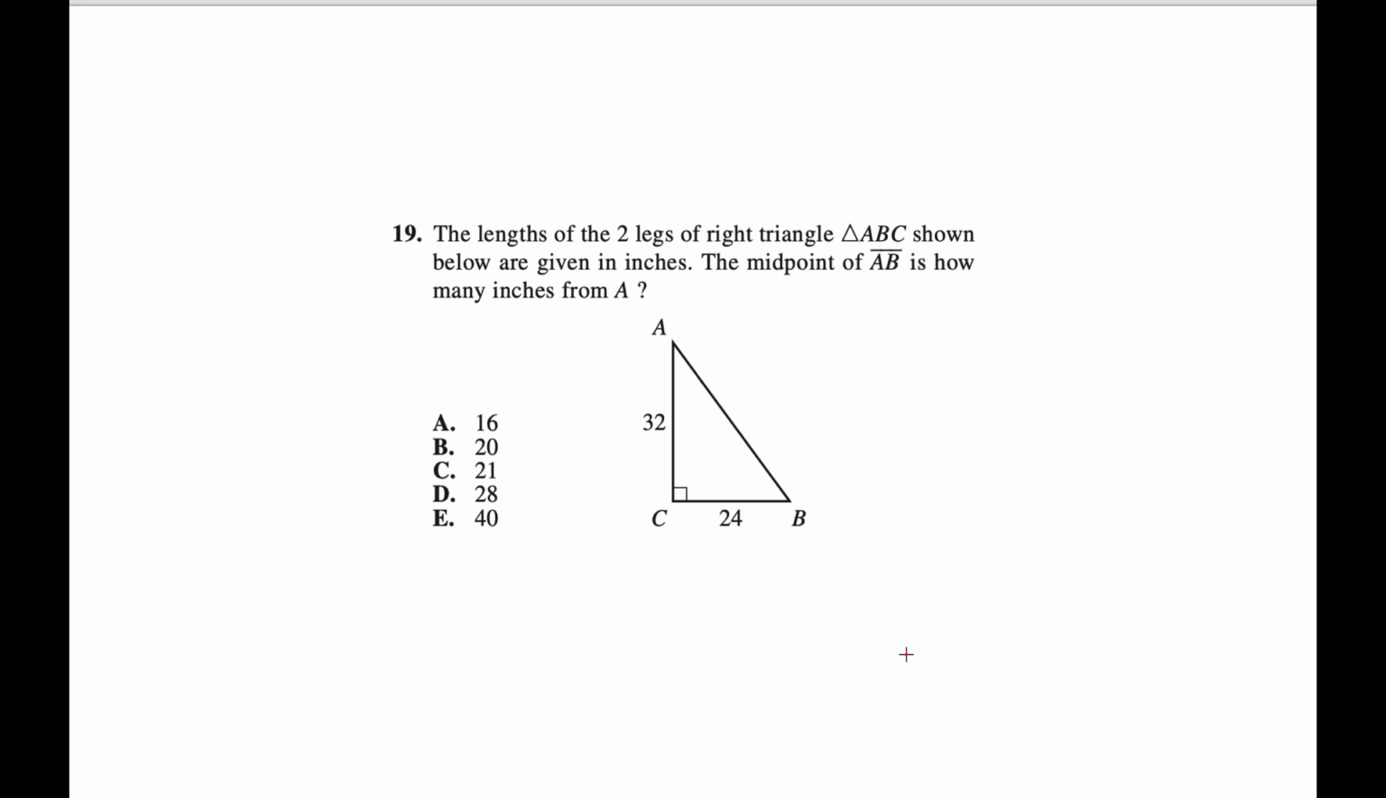Question 19 says that the lengths of the two legs of right triangle ABC shown below are given in inches. The midpoint of segment AB is how many inches from A? As answer choices, we have a bunch of two-digit numbers ranging from 16 to 40.